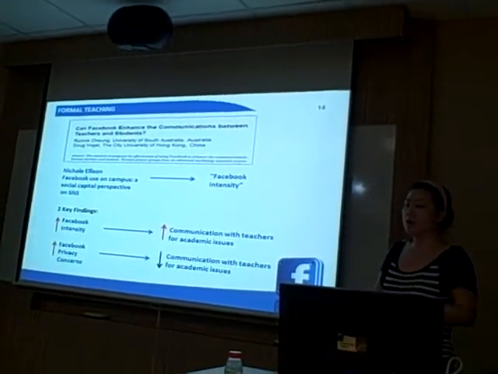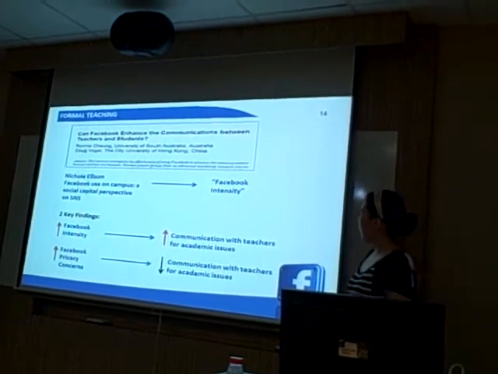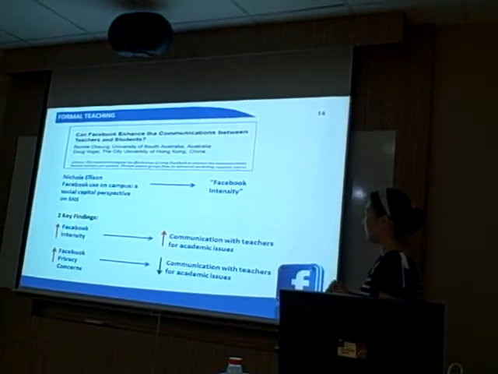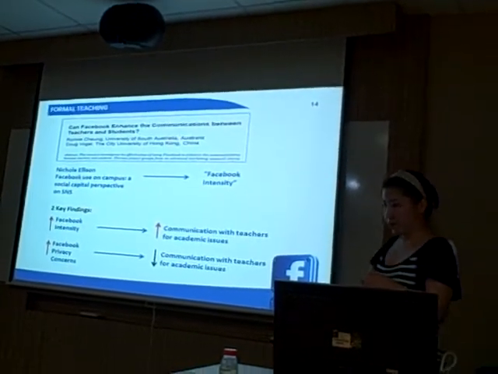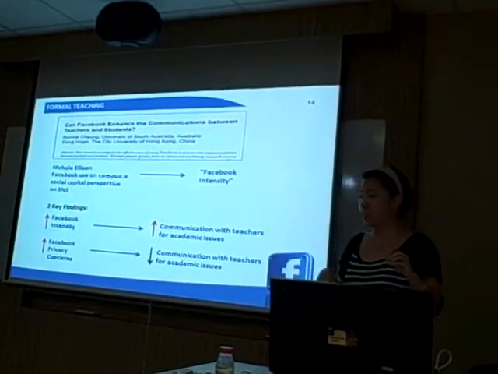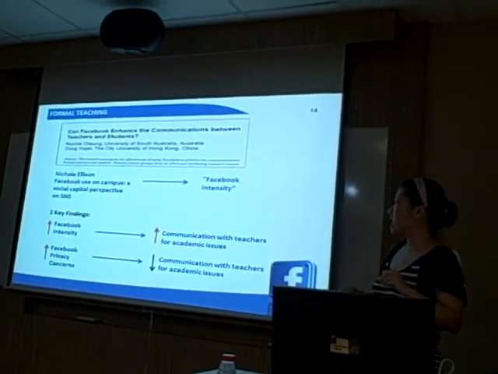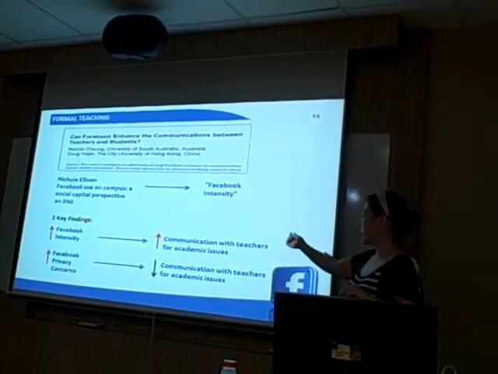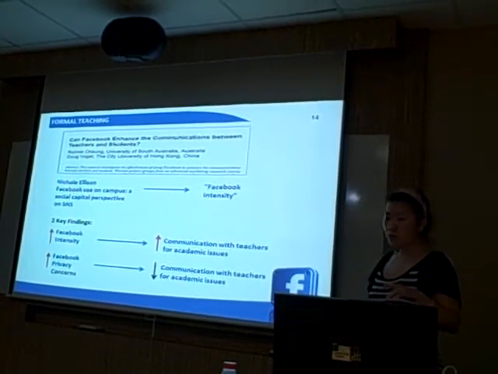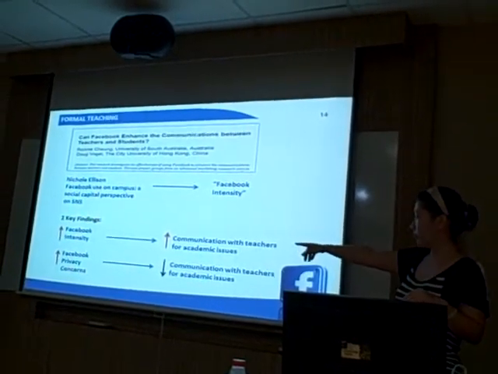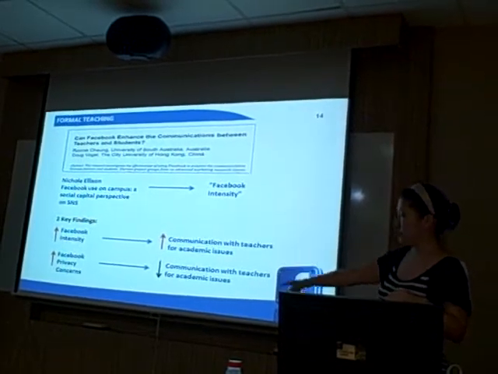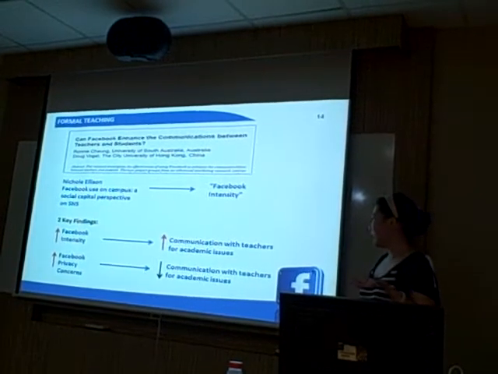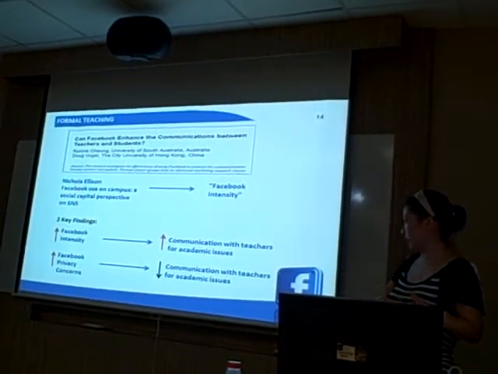Then, according to one of our references, there's a new term called Facebook intensity. In the context of the university, when a student's Facebook intensity is high, he or she is more likely to communicate with teachers for academic issues on Facebook. But when it comes to privacy concerns, if his or her privacy concerns on Facebook are very high, the situation is totally different. They're less likely to communicate with teachers for academic issues.